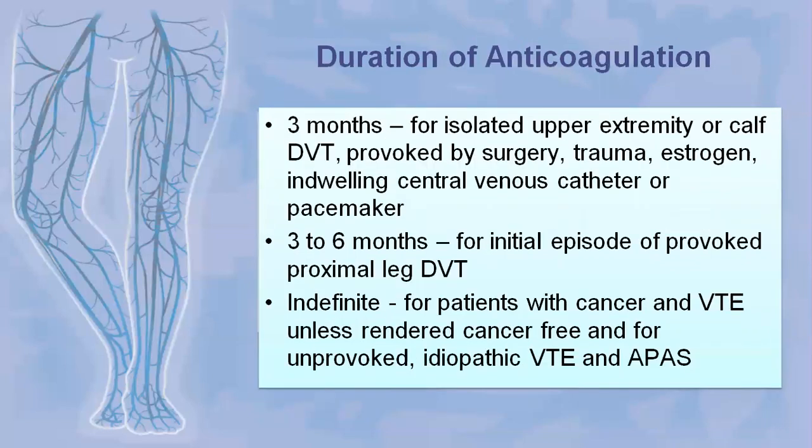So, how long do we anticoagulate? Three months for an isolated upper extremity or calf DVT provoked by surgery, trauma, estrogen, indwelling central venous catheter, or pacemaker. Three to six months for an initial episode of provoked proximal leg DVT, and indefinite duration for patients with cancer, unless rendered cancer-free, or for unprovoked idiopathic VTE and APAS.